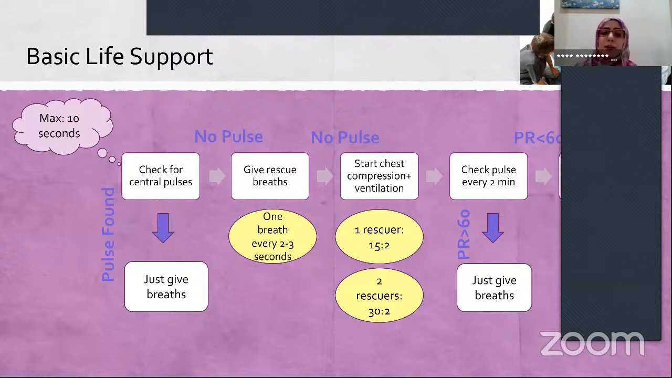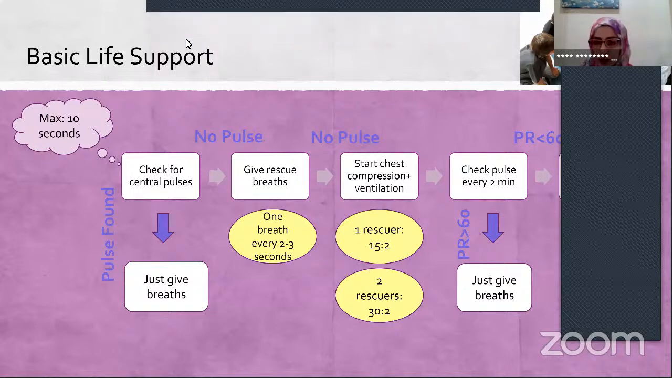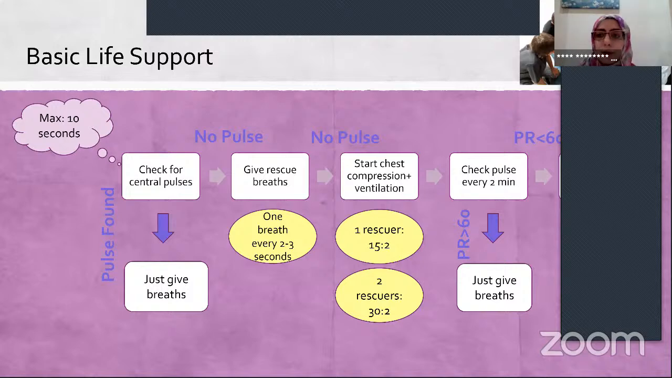the pulse. If still there is no pulse, now is the time that you will start chest compression plus ventilation. Okay, after 2 minutes of ventilation, you will start chest compression plus ventilation. And how should you provide this chest compression plus ventilation? If there is only one person doing the CPR, if there's only you doing the CPR, then you will give 15 chest compressions, and after that you will give 2 ventilations.